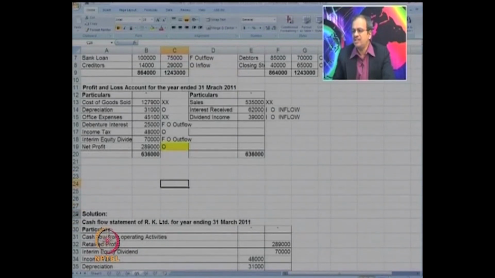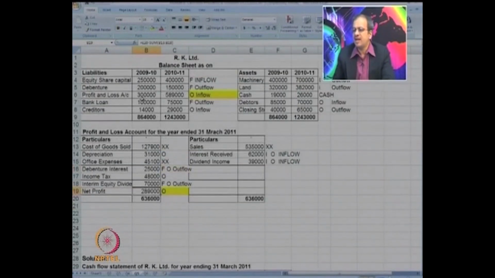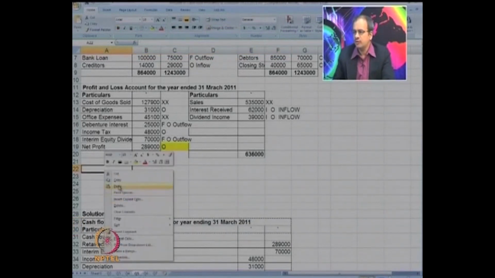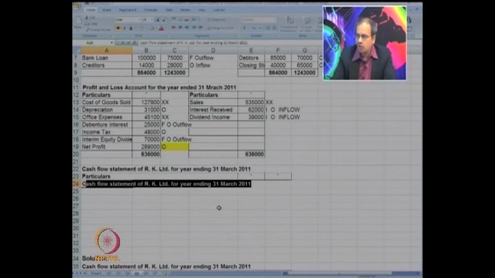So, we have a retained profit of 2,89,000. The item comes from balance sheet. You can also see it in P&L, but do not take it 2 times. You have to just take it once. I will try to solve it along with you. So, we will start with, as you all know, the first heading is cash from operating activities.